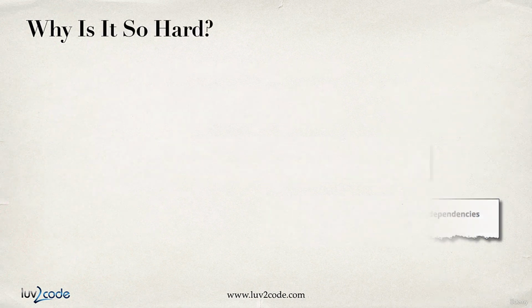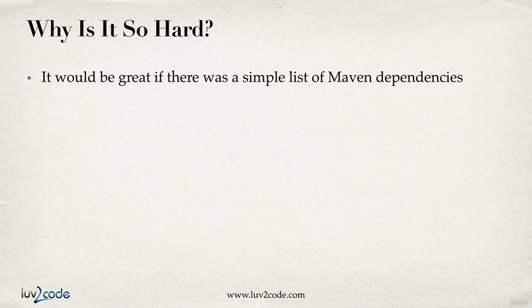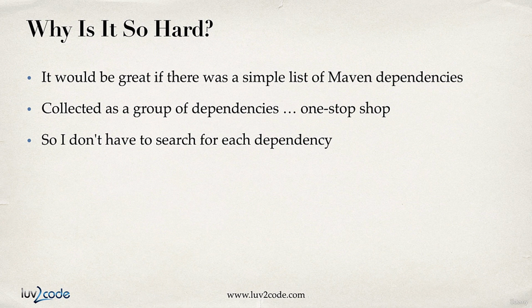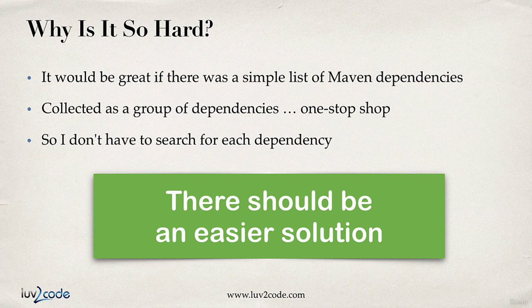It'd be really great if there was simply a list of Maven dependencies collected as a group, for that whole one-stop shopping. Because as a developer, I really don't want to waste time searching for each dependency and trying to see what's out there and what's available. There really should be an easier solution for all of this.